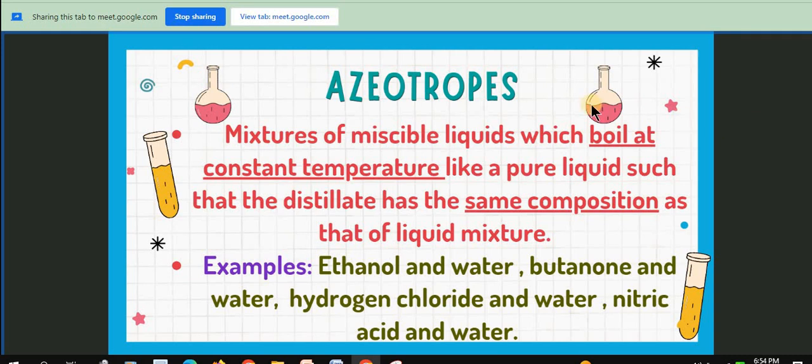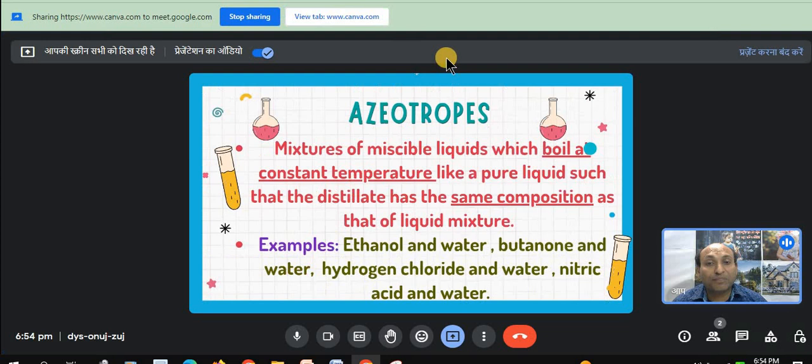Azeotropes. Azeotropes are constant boiling mixtures. Generally we say it in one word. These are miscible. They boil at constant temperature and they behave as a pure liquid. What is the meaning involved? Let us say we have an ethanol-water system. One component has a lower boiling point and the other has a higher boiling point. Ethanol has the lower boiling point, water the higher. When you heat this mixture, ethanol vapor will form and we can separate it.